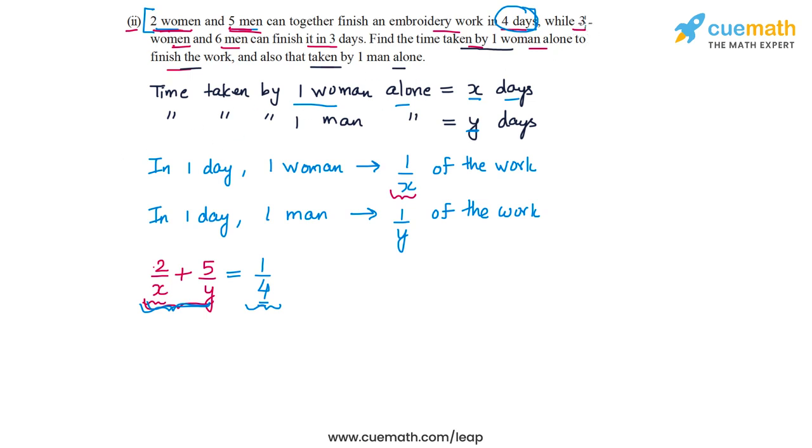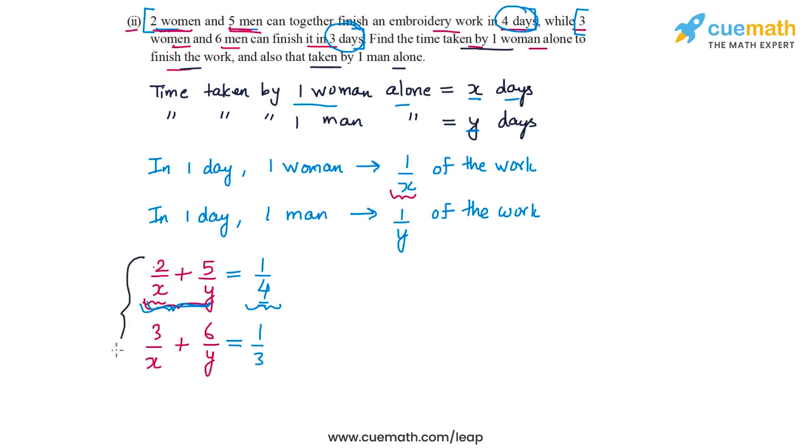Now the second piece of information says 3 women and 6 men can finish this work in 3 days. So 3 women can finish 3 by x fraction of the work in one day. 6 men can finish 6 by y fraction of the work in one day. Working together, 3 women and 6 men can finish 3 by x plus 6 by y fraction of the work in one day. And how much is this fraction? Well, because they are taking a total of 3 days to complete it, in one day they can complete 1/3 fraction of the work. So this output is equal to 1 by 3rd of the whole work. So we can say that 3 by x plus 6 by y equal to 1 by 3.